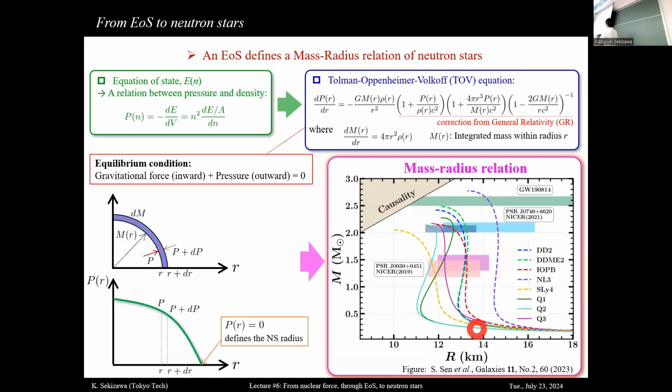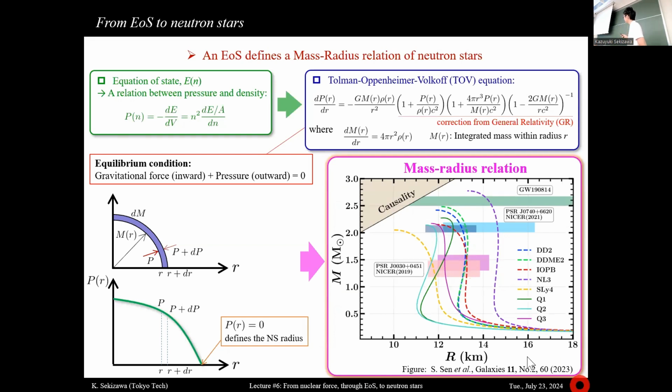And the point is, we have observational constraints, like gravitational wave detection, which provides this upper limit of neutron star mass. And there are several new observations of mass and radius of neutron stars. And the point is, we should explain those observations.